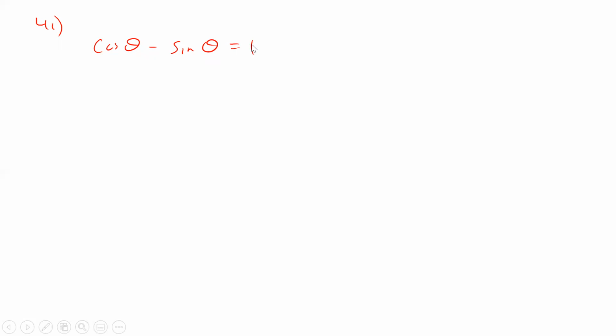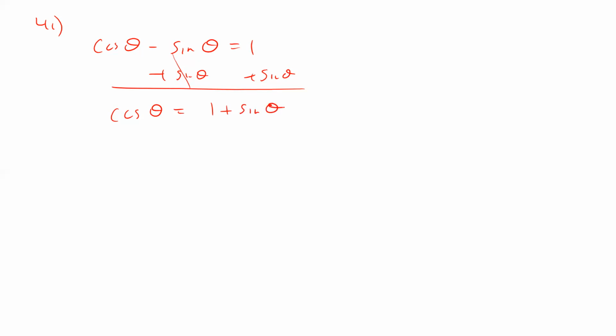And I see a cosine function, I see a sine function. They're both linear. There's no square on it, so I can't use the Pythagorean theorem. So I'm stuck. I am going to add sine theta to both sides just to get one of the trig functions by itself on one side. Good there. And I'm going to square both sides at this point.